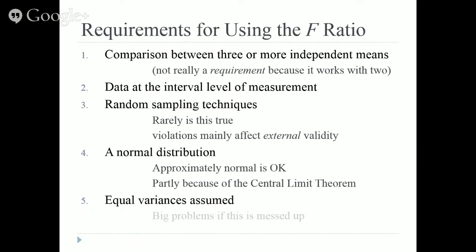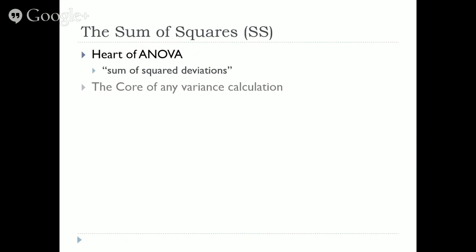You also assume equal variances, and that's kind of a big deal. However, if the variances in the groups are only different by a factor of 2 or 3, then it might not be such a big deal. If it gets bigger than that, you might have problems. The sum of squares is the core of this whole process. It's the sum of the squared deviations. And that's the core of any variance calculation as well.